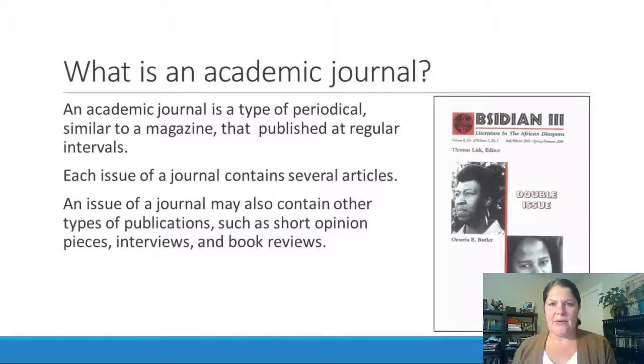So just to reiterate what I said, an academic journal is a specific kind of periodical, similar to a magazine. And every time it comes out, and it comes out usually twice a year, or maybe 3 times a year, or maybe 4 times a year, there are going to be articles by different authors in it. So articles are published in journals.